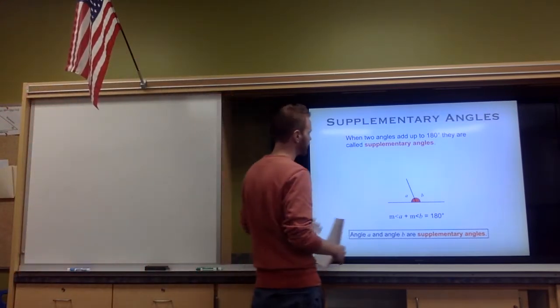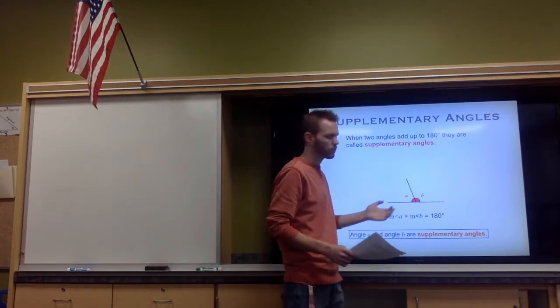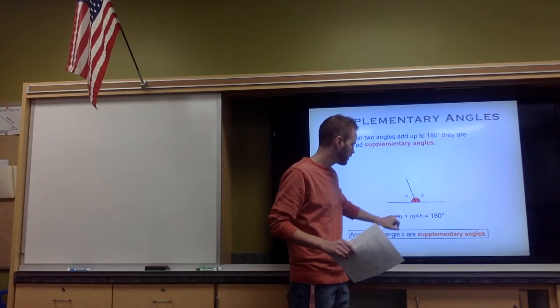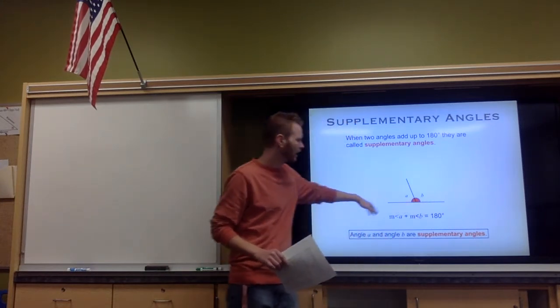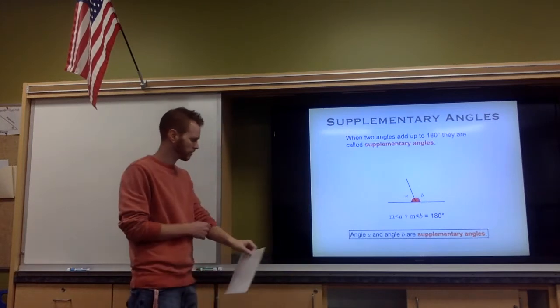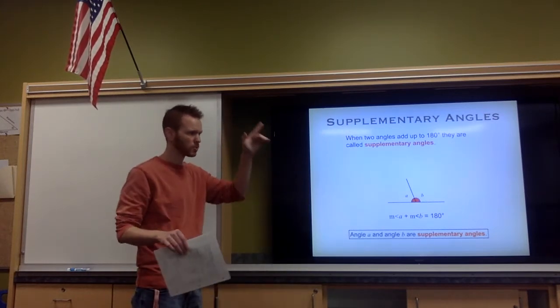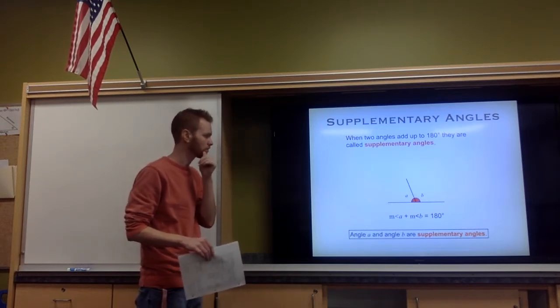Supplementary angles, they add up to 180 degrees. That should sound familiar. So these are just descriptors. And you can see that A and B, the measurements of them add up to 180. Why is a line 180 degrees? Well, isn't that half a circle, right? If you look at a circle visually and you cut it in half, that line is 180. Okay.